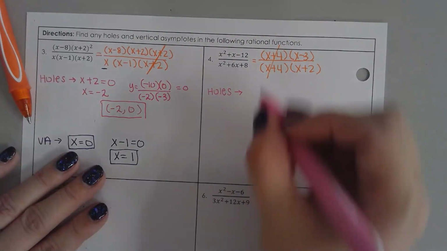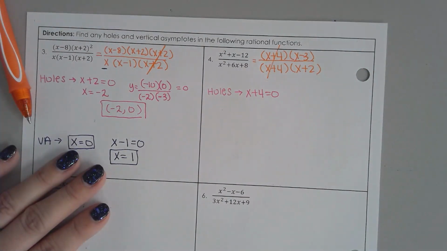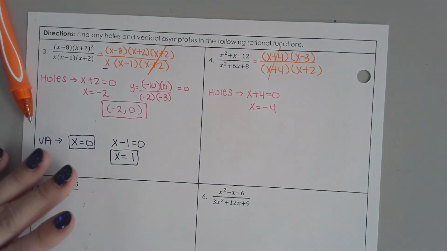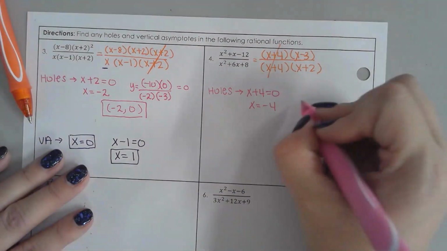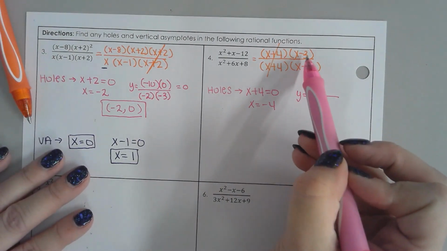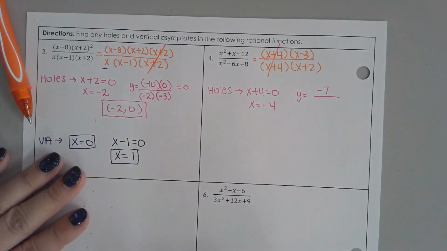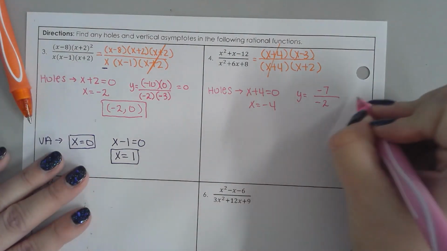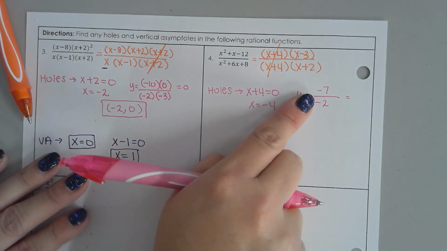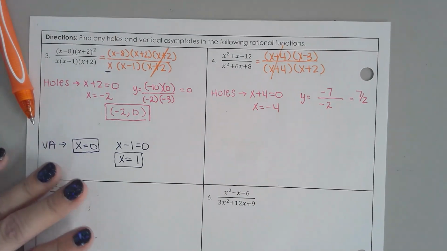So I have a hole where x plus 4 equals 0. So my x is -4. And then to find my y value, I plug that back in. -4 minus 3 is -7. -4 plus 2 is -2. I would not leave that as -7 over -2. I would cancel out the negatives and make it 7/2.